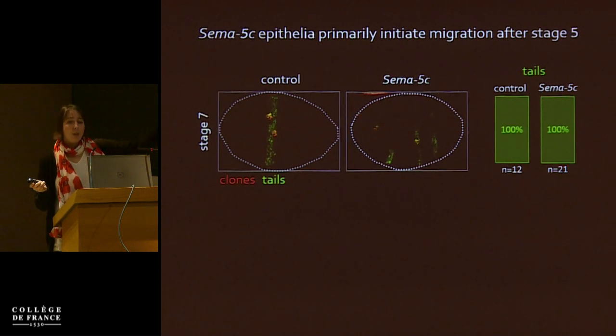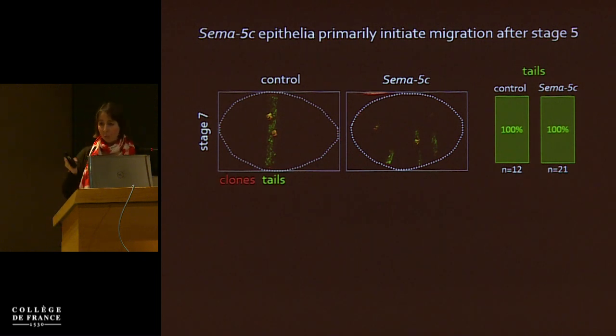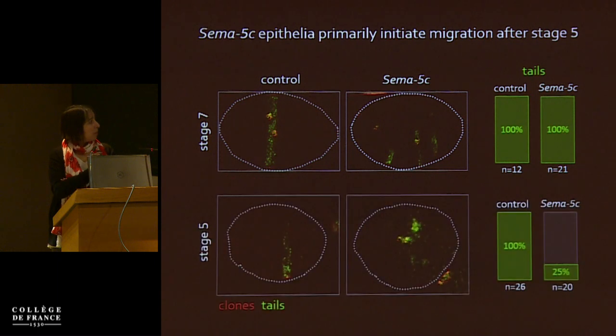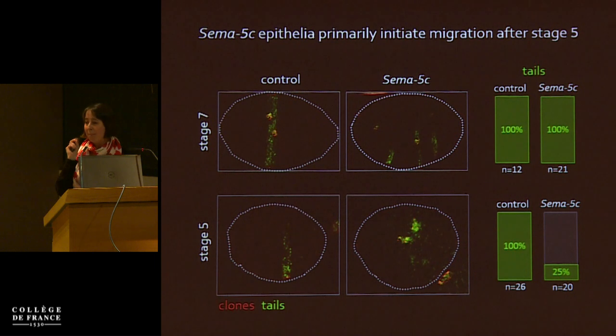Now, this image that I just showed you was taken at stage 7, which is that point where we've seen the recovery of the tissue-level order of the stress fiber pattern, and we can see that at that point, 100% of the epithelia show these tails. By contrast, if we look earlier at stage 5, and that's the point where we had that maximal disorder in the tissue, at this point, we see that only 25% of these epithelia show the tails, which is consistent with the idea that migration is initiating around this point.